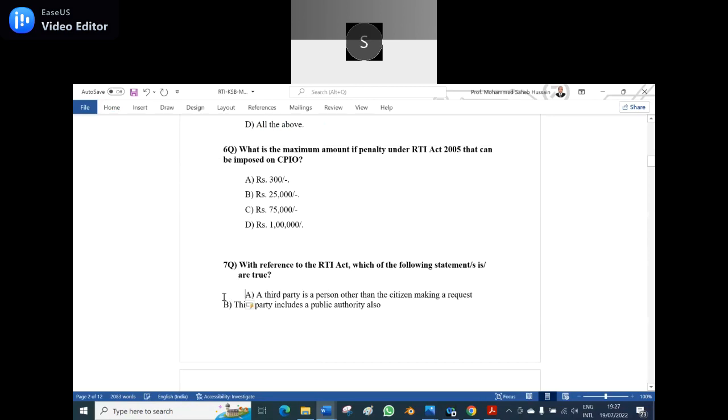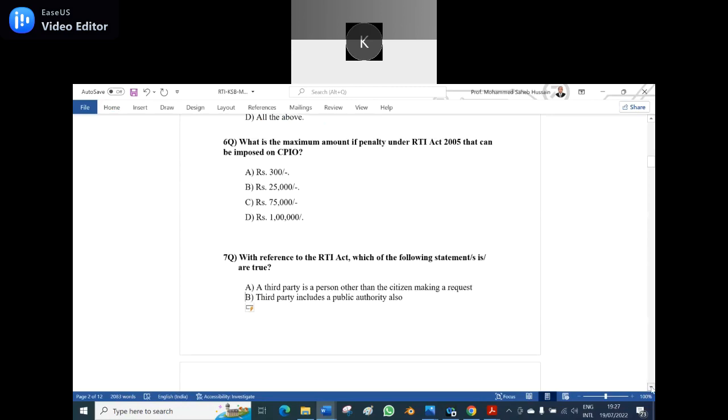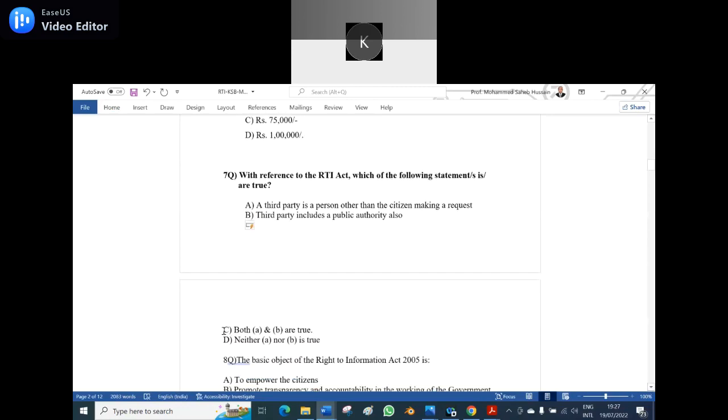Seventh question. With reference to the RTI Act, which of the following statements is or are true? A. A third party is a person other than the citizen making a request. B. Third party includes a public authority also. C. Both A and B are true. D. Neither A nor B is true.